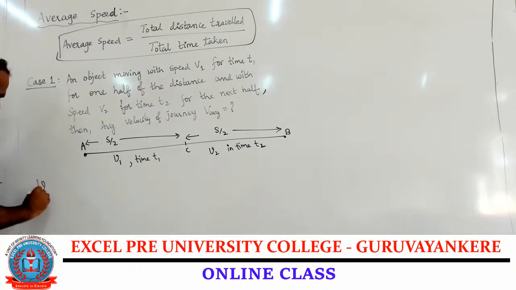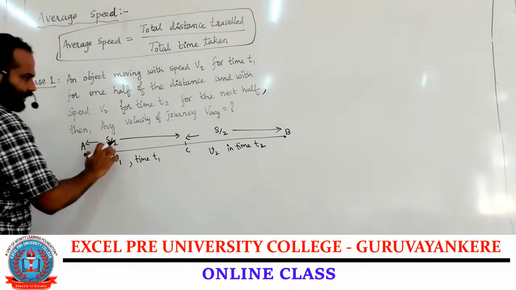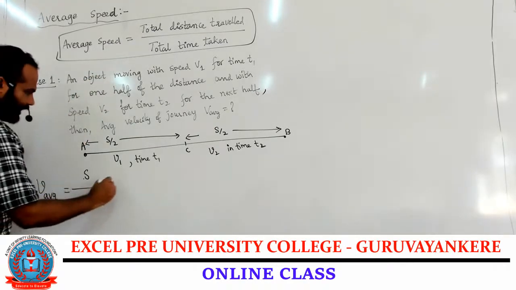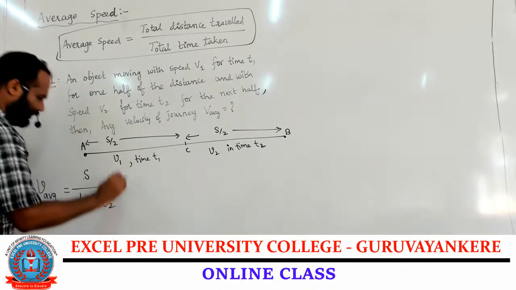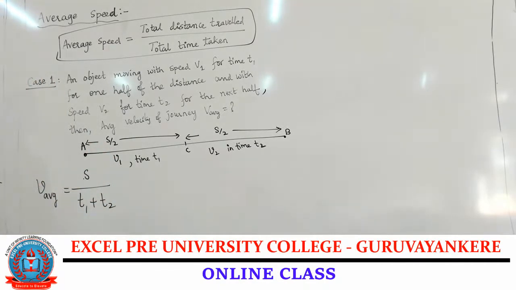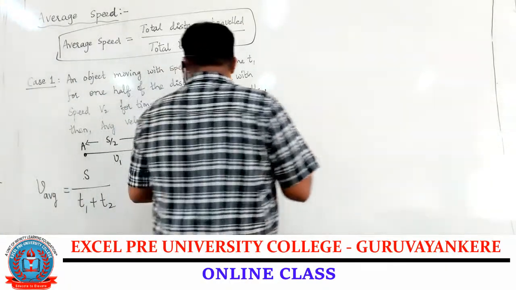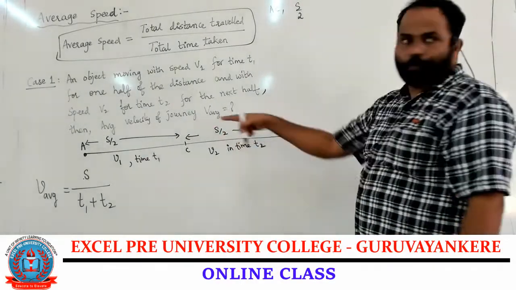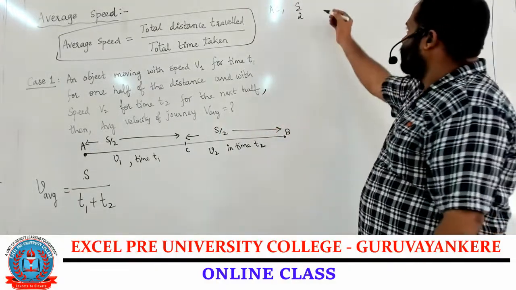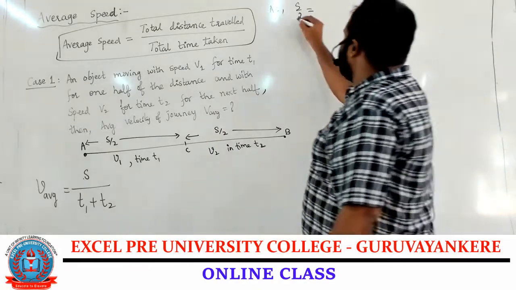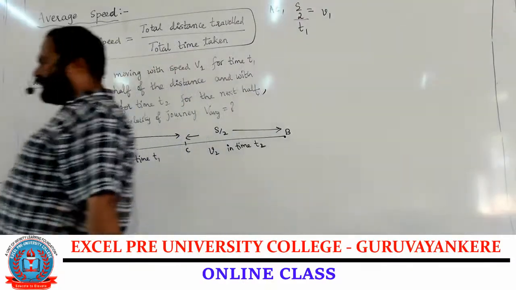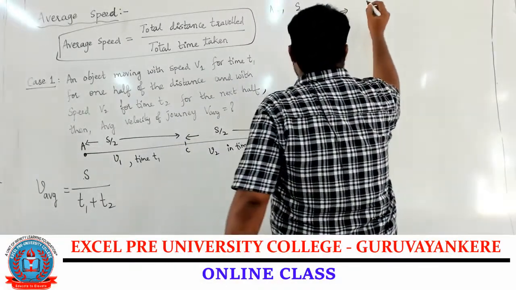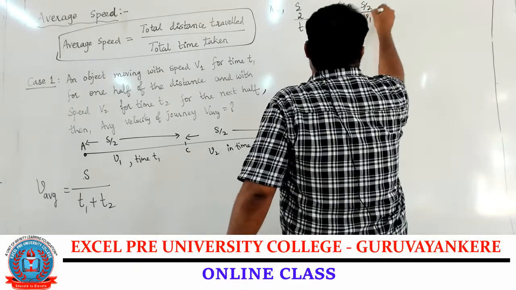So, V average is, what is the total distance? S by 2? No, it should be S. Total distance should be S. Time taken is t1 plus t2, the total time taken. Agree? Now, listen to me. During AC, what is the distance? S by 2. Straight line, it can be displacement also. S by 2 divided by time t1 is v1, no? Distance by time is velocity, or speed, right? Agree? So that implies S by 2 by v1 equals t1.